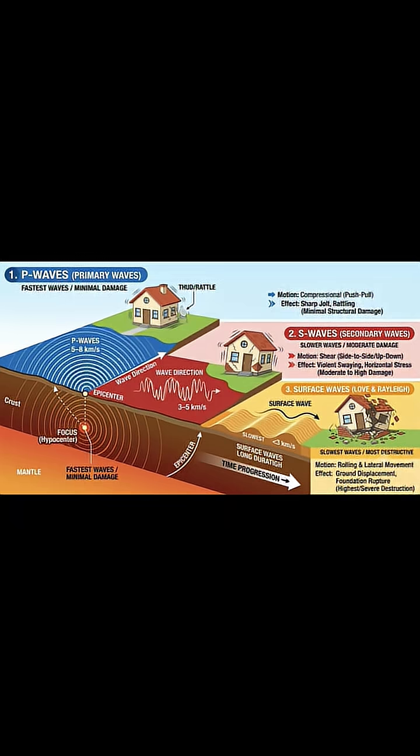And there are other types of waves that are generated from an earthquake. However, for the sake of simplicity of this video, what you need to remember is the fact that the P waves are the fastest traveling waves generated from an earthquake, and they cause the least damage as well.